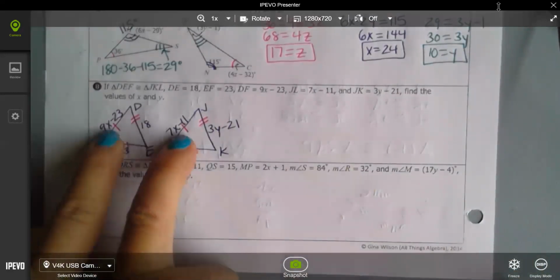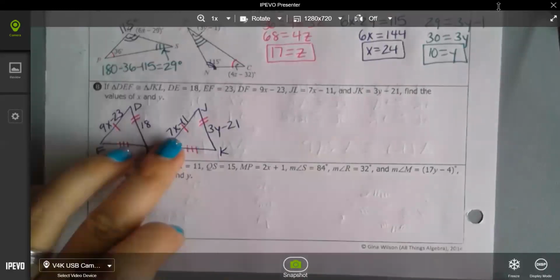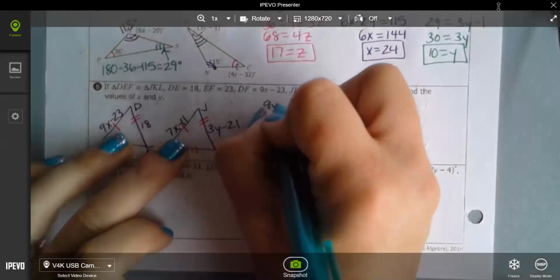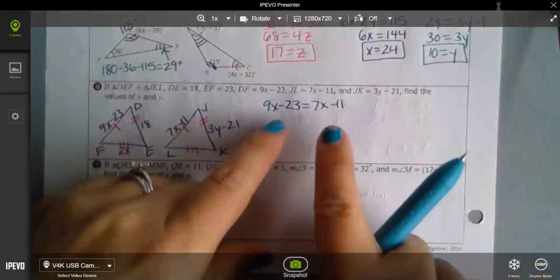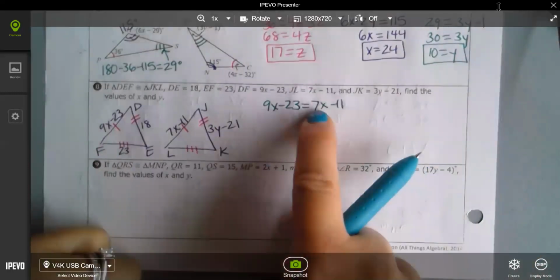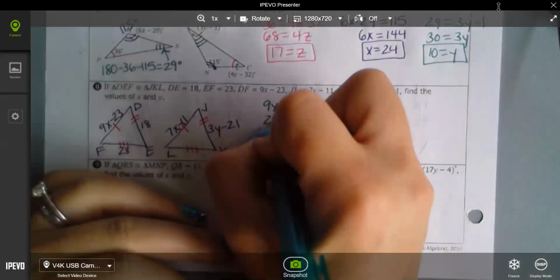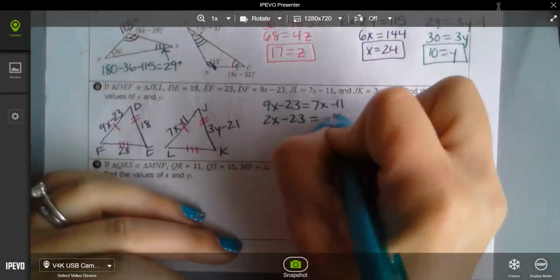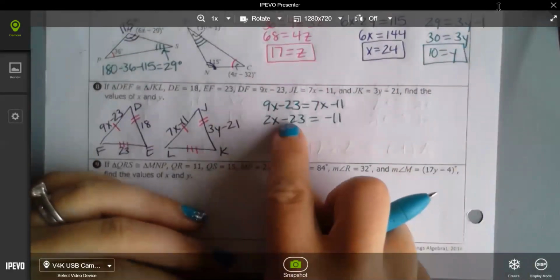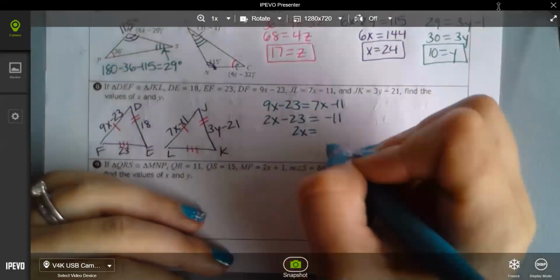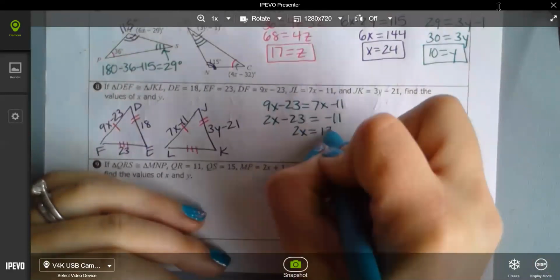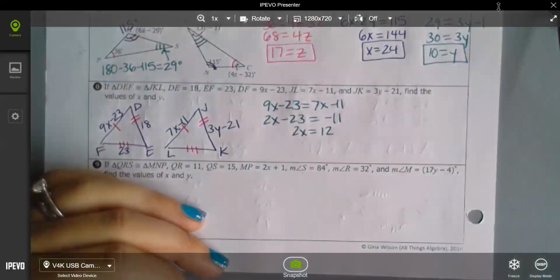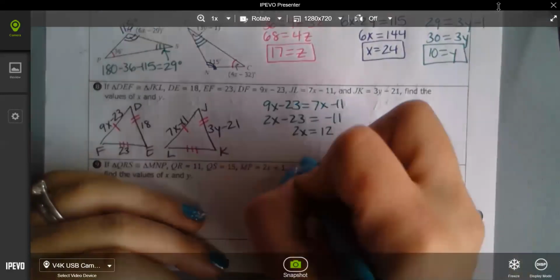All right, so looking at these first lines here, can I write an equation? Sure can. What's that going to be? 9x minus 23 is equal to 7x minus 11. I've got x's on both sides. I'm going to be subtracting 7x, which is going to give me 2x. Now I'm adding 23. Negative 11, be careful, plus 23 is a positive 12. And then dividing both sides by 2.